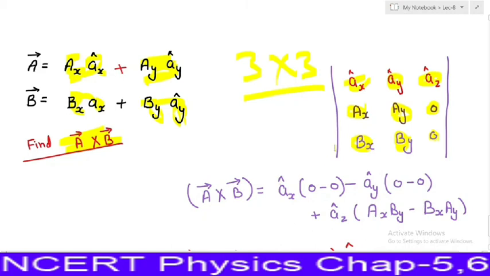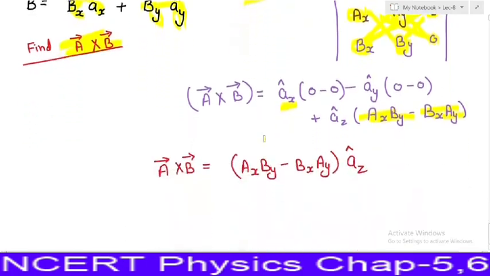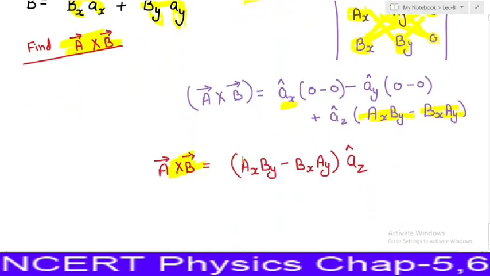So for determinant, first of all we write ax cap. So this will give 0 minus 0. Minus ay cap. This will also give 0 minus 0. Plus az cap. This gives ax by minus bx ay. So this is the result for this determinant. This is also the result for A cross B. Means A cross B is equal to ax by minus bx ay into az cap. This is most popular way to find A cross B.